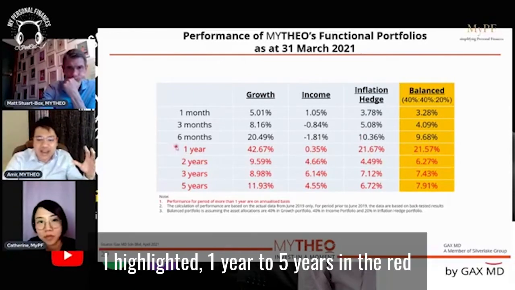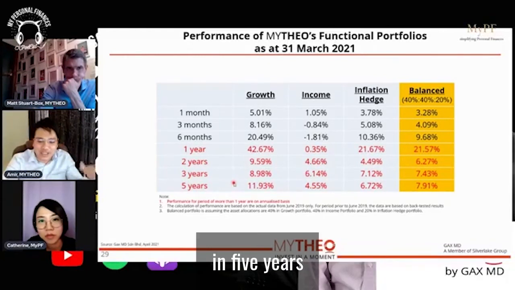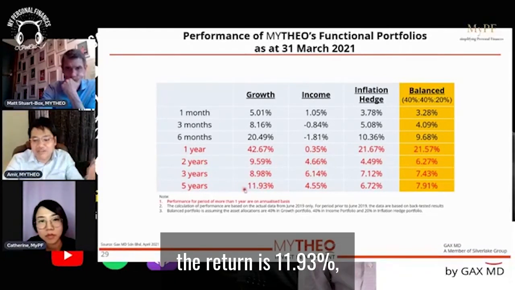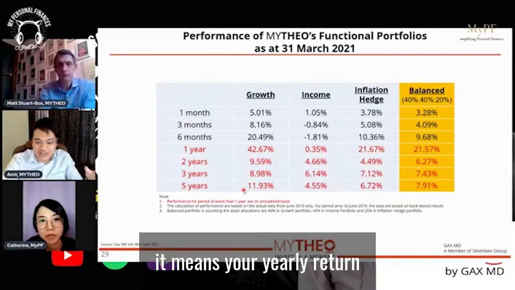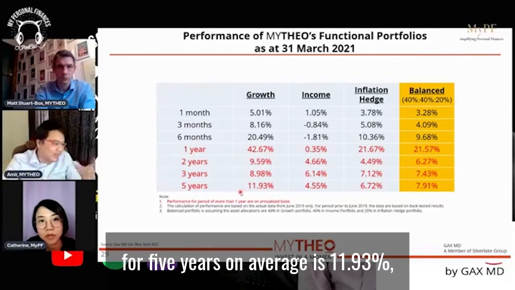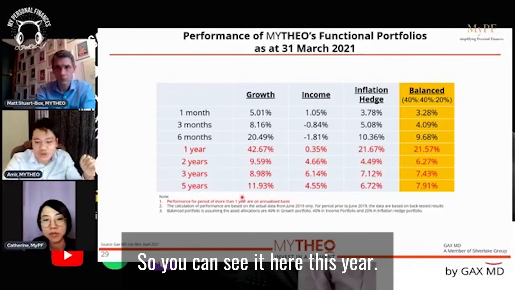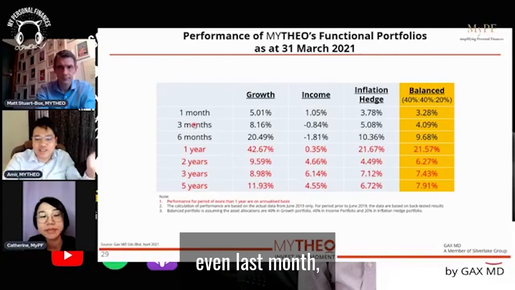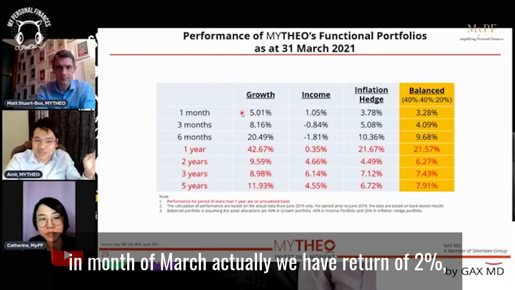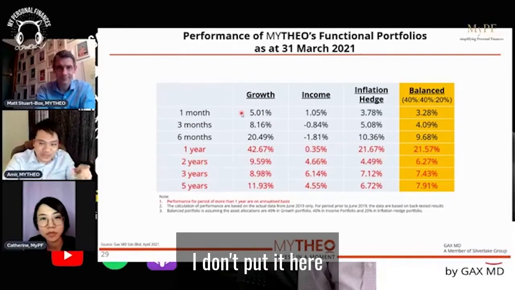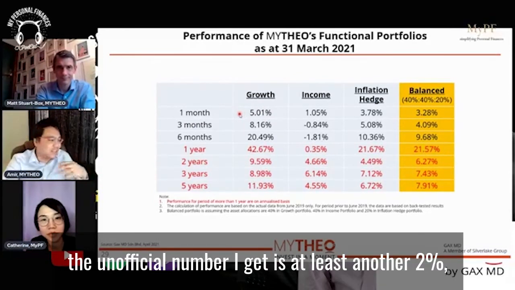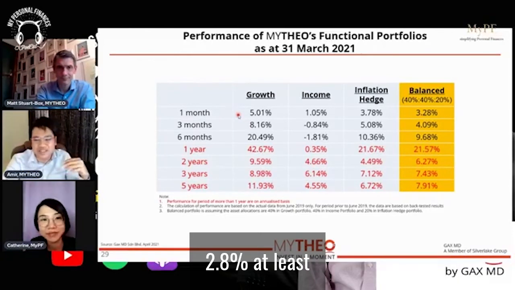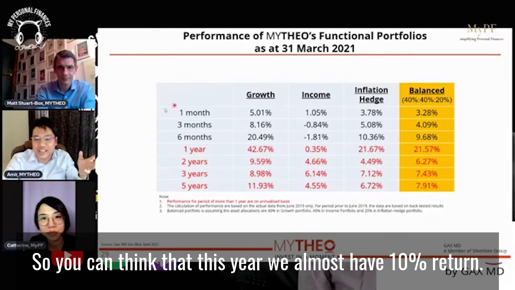You look at this, I highlighted 1 year to 5 years in the rate because the numbers are on an annualized basis. For example, if over 5 years the return is 11.93%, it means your yearly return over 5 years on average is 11.93% compounded. So you can see here, this year is usually a good year, especially for the growth portfolio. Even last month, in March, we had a return of 2%. For April, I don't put it here. The unofficial number I get is another 2.8% roughly. So you can think that this year we will almost have 10% return year to date.